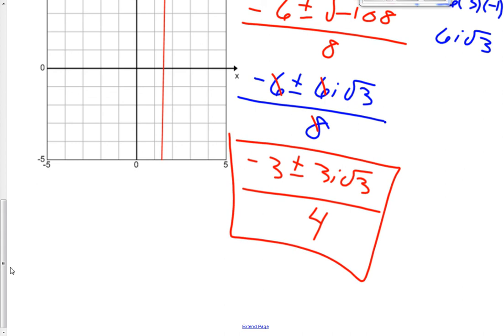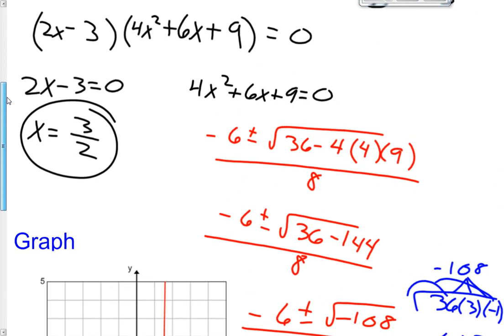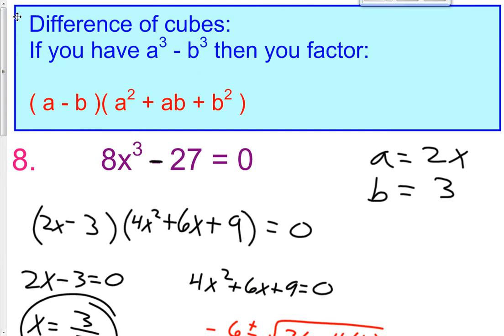There's our three answers. Two of them found by using the quadratic formula. We should always have x equals here. Sorry about that. x equals negative 3 plus or minus 3i square root 3 divided by 4. And the other one is x equals 3 halves. Let me know if you have any questions on that when you get to class tomorrow.